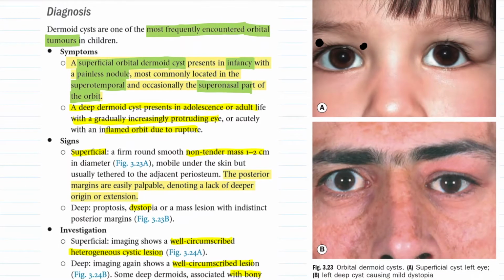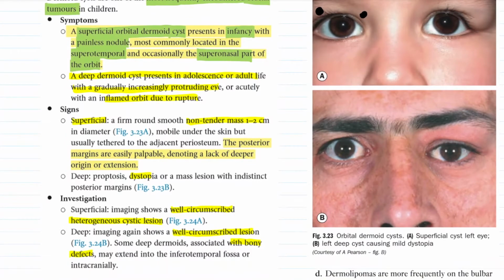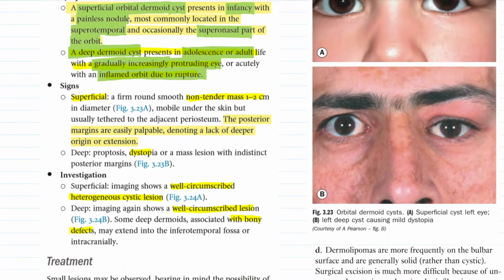A deep dermoid cyst presents in adolescence or adult life with a gradually increasingly protruding eye, or acutely with an inflamed orbit due to rupture. So superficial dermoid cysts are seen early in life, whereas a deep dermoid cyst starts to present only in adolescence with a protruding eye as a sign. So the signs for dermoid cyst are different for superficial and deep dermoid cyst.